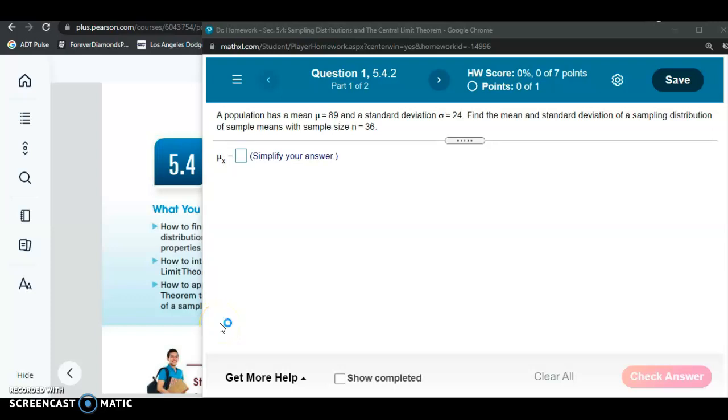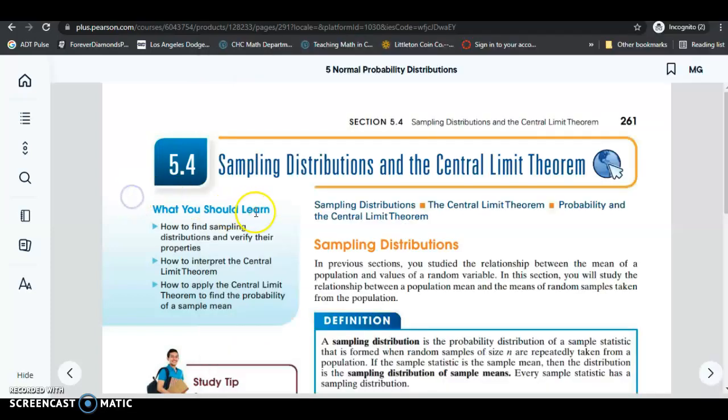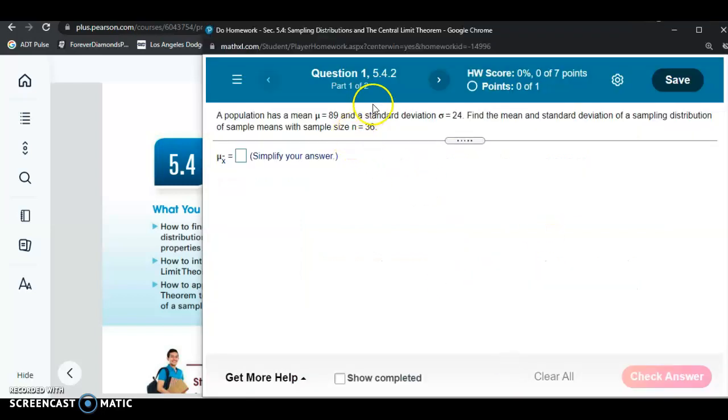In this video, we're going to take a look at some examples from the homework in section 5.4 on sampling distributions and the central limit theorem. Let's take a look at the first question, and it says that a population has a mean of 89 and a standard deviation of 24.